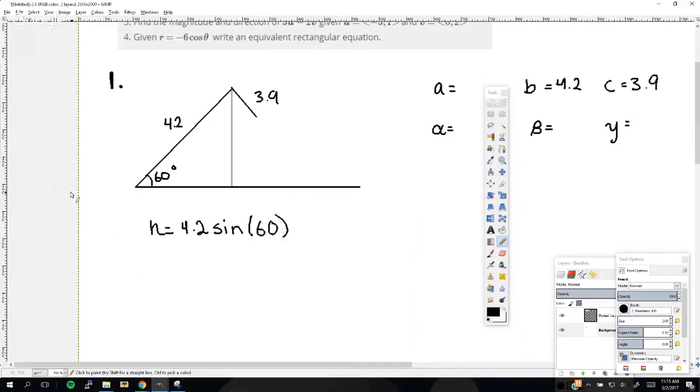Okay, I got 3.63731. Yep, that's what I got as well. I will just shorten it down to 3.64. So we have a triangle because H is shorter than B. Right. But how many triangles? I hope just one. That'd be nice. I have a feeling it is more.